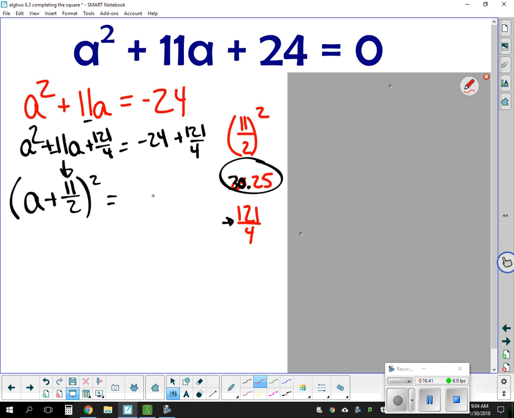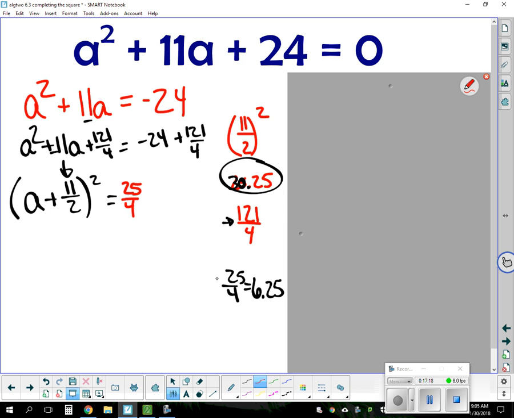Anybody else get that? Somebody confirm, is she right? If you're staring at the screen, you're probably not really doing anything right now. 25 over 4. She's right. Now, if you had it in a decimal form, what would that be? Okay, so 25 over 4 is the same as 6.25, and you are welcome to use either form.